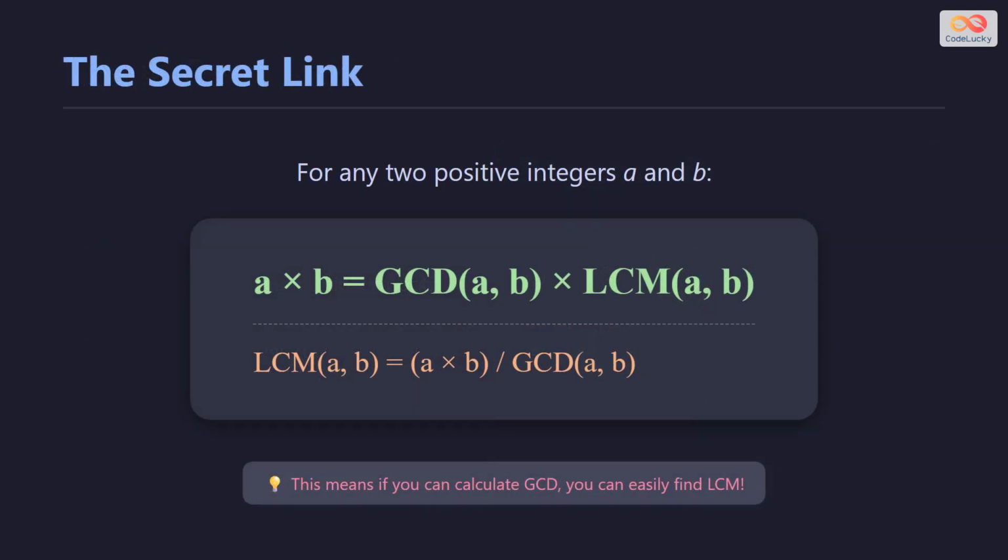Here is the best part. GCD and LCM are directly connected. For any two numbers, A and B, their product is equal to their GCD multiplied by their LCM. This gives us a powerful formula. To find the LCM, you simply multiply A and B together and divide the result by their GCD. This means if you have a fast GCD function, you automatically have a fast LCM function.